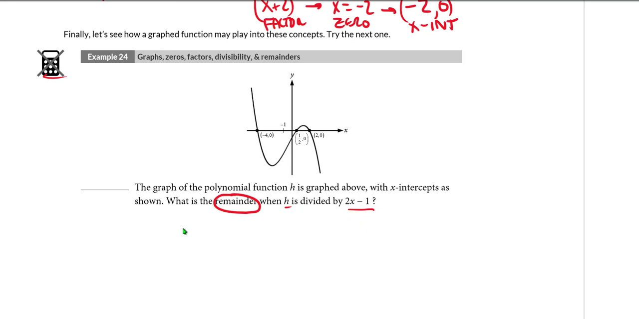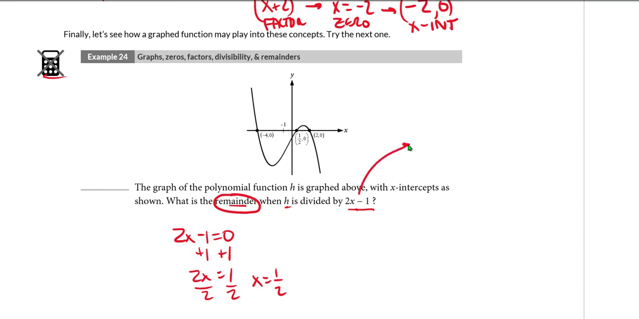Well, again, we know that if we want to find the remainder when a certain function is divided by a certain factor, we can take the 0 associated with that factor, the n value. So that's going to be 2x minus 1. I'm going to set that equal to 0 to find the 0. So that's 2x equals 1, divided by 2, divided by 2. So we get x equals 1/2. That would be the n value here.